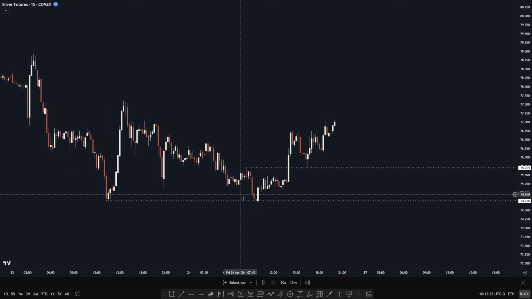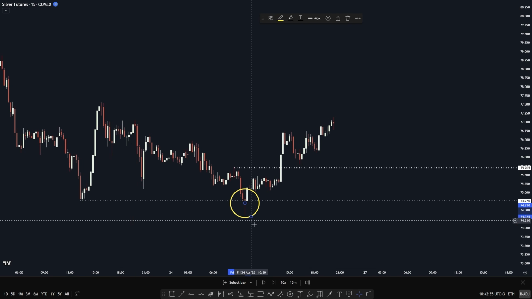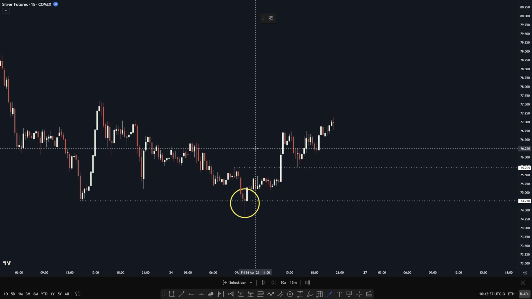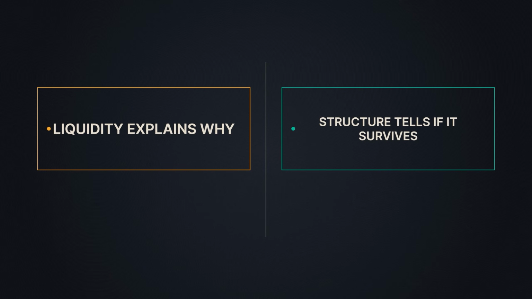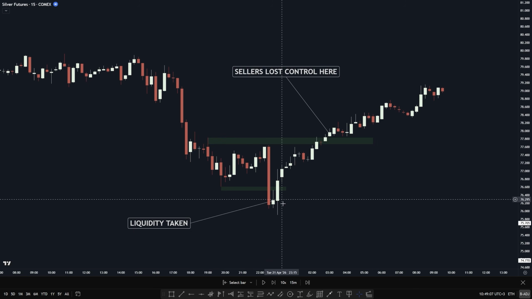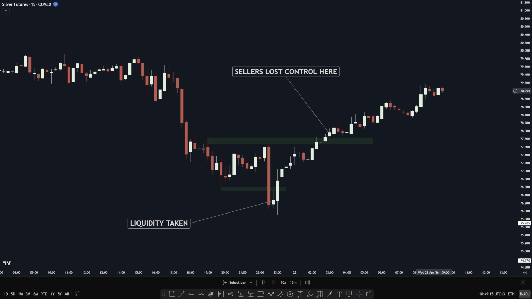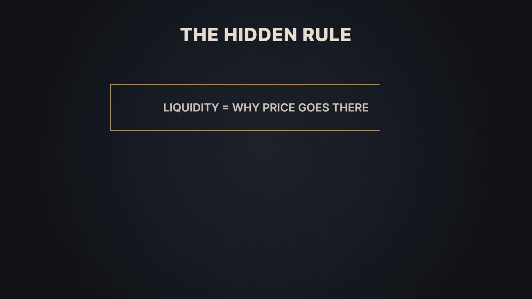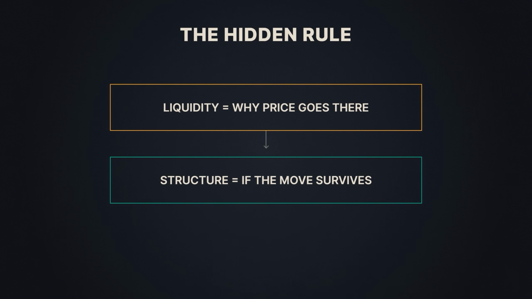The liquidity grab explains why price went below the low. The structure shift tells me the move may survive in the other direction. A market structure shift sounds complicated until you watch it happen after a trap. It simply means the old side lost control after liquidity was taken. This is the hidden rule. Liquidity explains why price goes there. Structure tells you if the move survives.